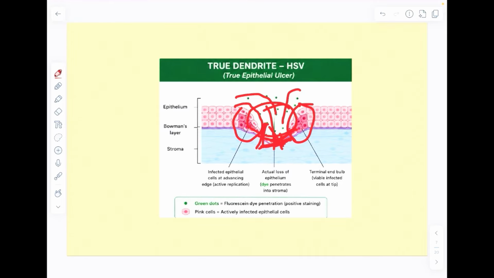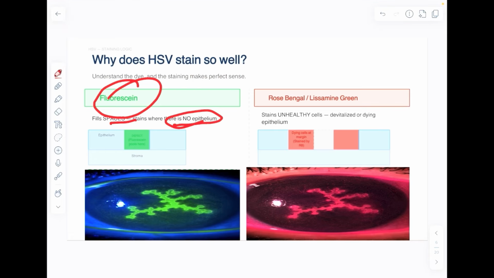Okay, and at the bulb. So whenever we can see the ulcer, here there is a lack of epithelium. Okay, so it is staining it. And rose bengal or lissamine green, it stains healthy cells, devitalized or dying epithelium. Okay, so it stains epithelium, not the stroma.